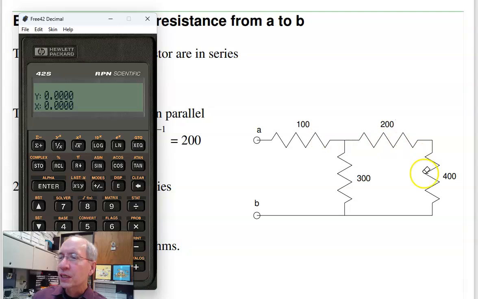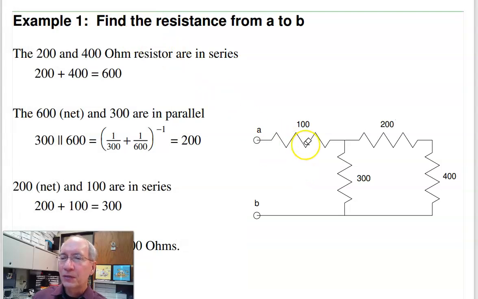For this circuit, I want to add these together. I would do 200, enter, 400. That's on the stack. In series, they add. In parallel, the inverses add. So take the inverse, take 300, inverse. The inverses add, take the inverse. This is 200 ohms. In series with 100, 300 ohms. That's an HP 42 calculator, simplifying this.